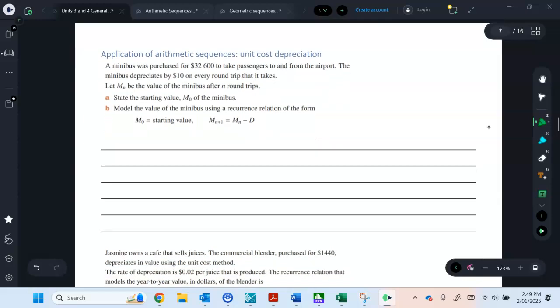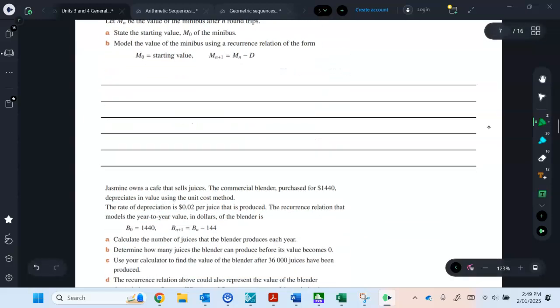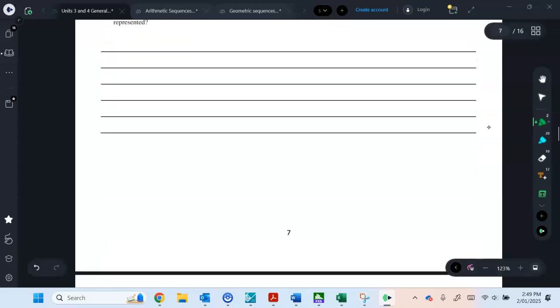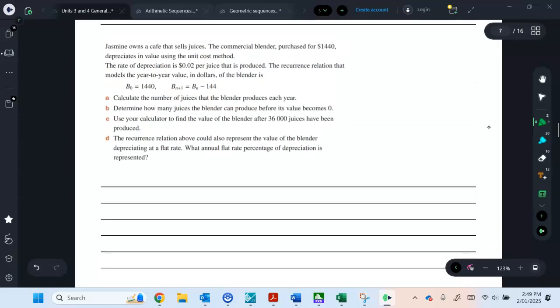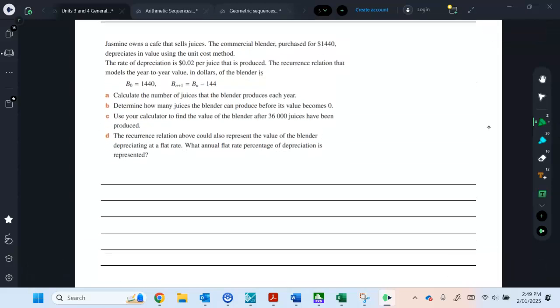So let's have a look at unit cost. I don't think there's one after that. All right, let's have a look at this one here. Maybe a little bit harder than the previous question. So Jasmine owns a cafe that sells juices. Well done, Jasmine. The commercial blender purchased for $1,440 depreciates in value using the unit cost method.